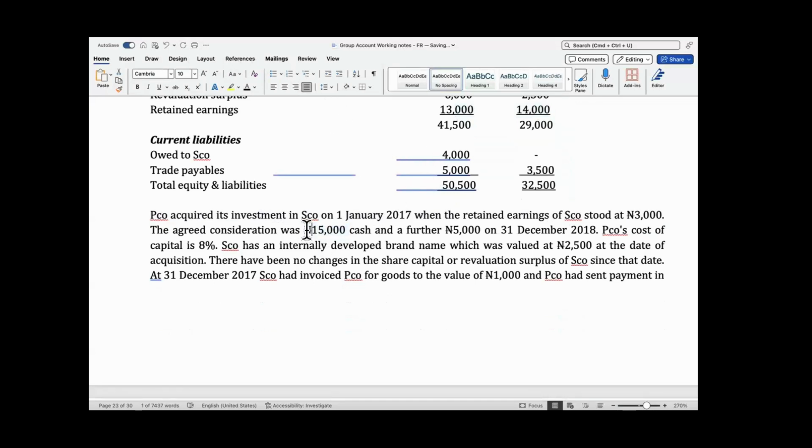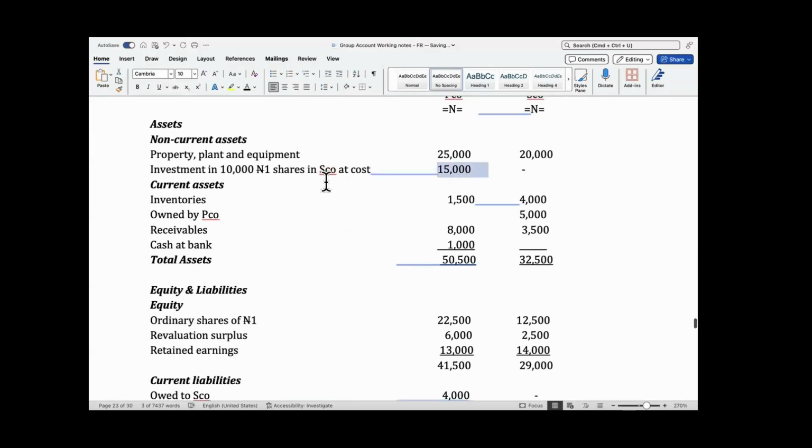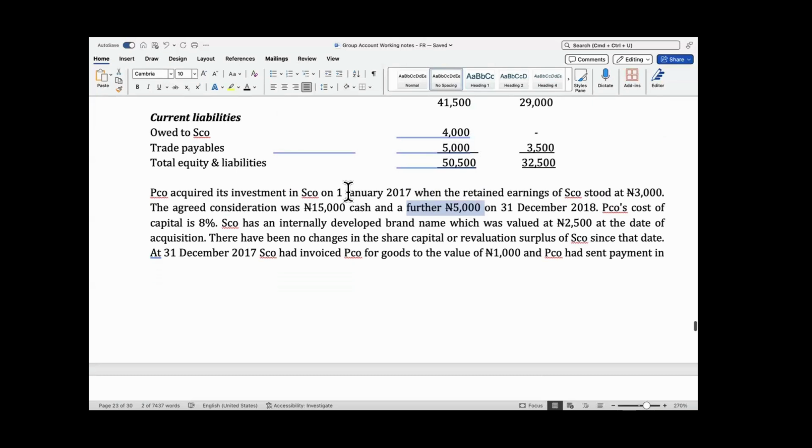Secondly, the agreed consideration was 15,000 cash and a further 5,000 to be paid in 2018. Similar to what we have done before, you see that the consideration written here is just the 15,000, which was paid in cash. The additional amount that will be paid in 2018 is a deferred consideration, which we're going to discount to present value. The date of acquisition is 1st January 2017 and we are paying on 31st December 2018. That's in 2 years' time, 17, 18, so we discount using 2 years. And they gave us this cost of capital of 8%.